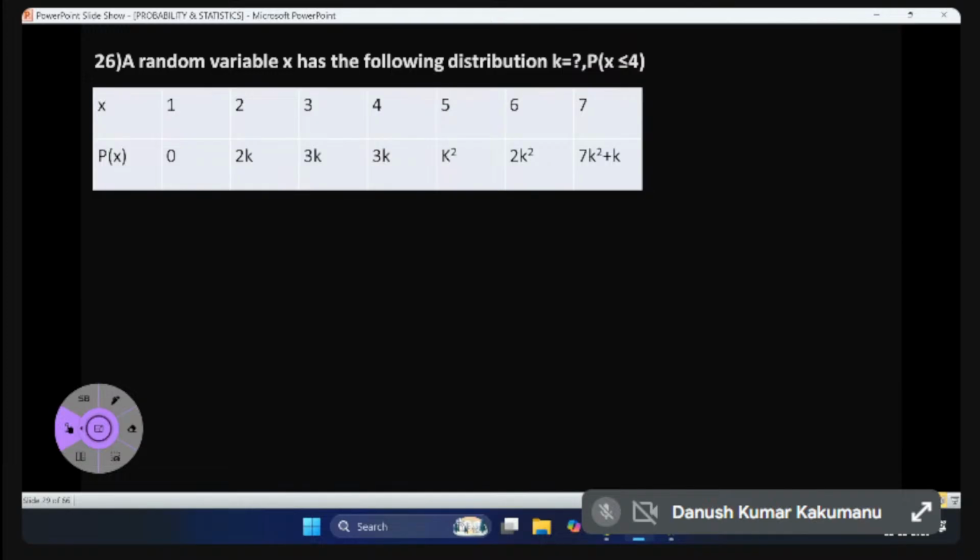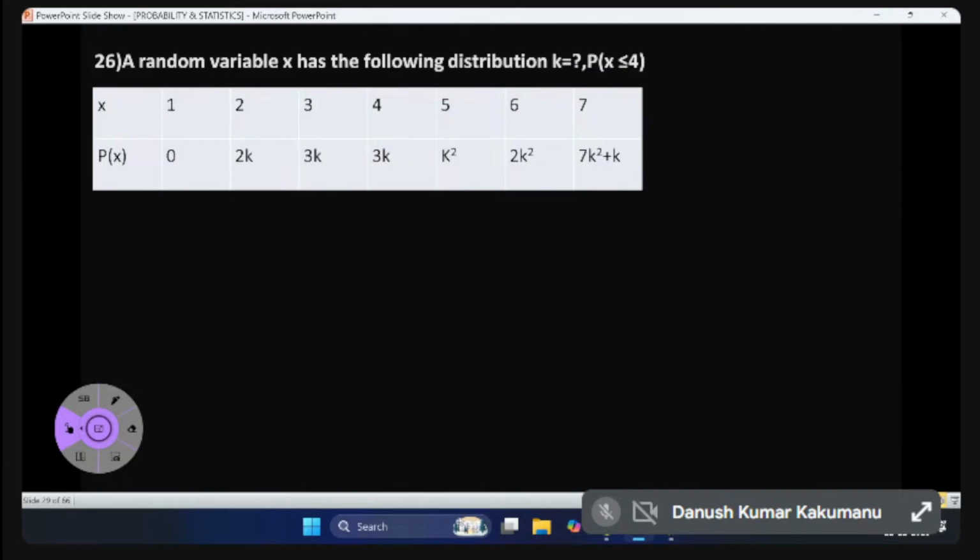Now we are going to solve the questions on probability functions: PMF, CDF, PDF. This is the first question. Tell me, what is the nature of the random variable in this question? Is it discrete or continuous? Discrete, yes or no? How many sample points are there? 7: 1, 2, 3, 4, 5, 6, 7. And it is asking first for the constant k value.